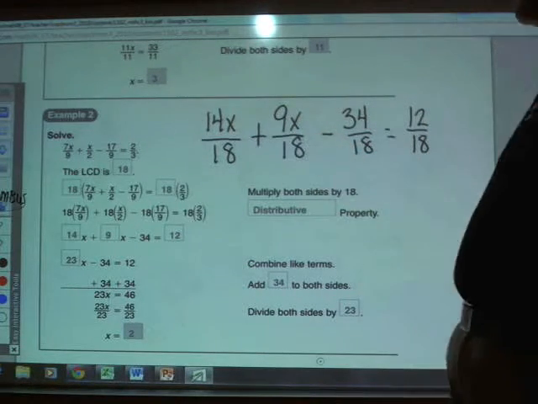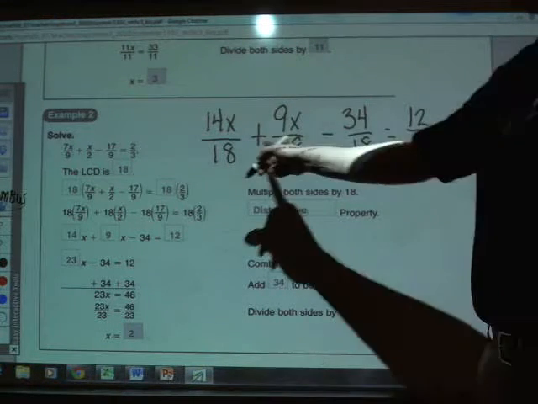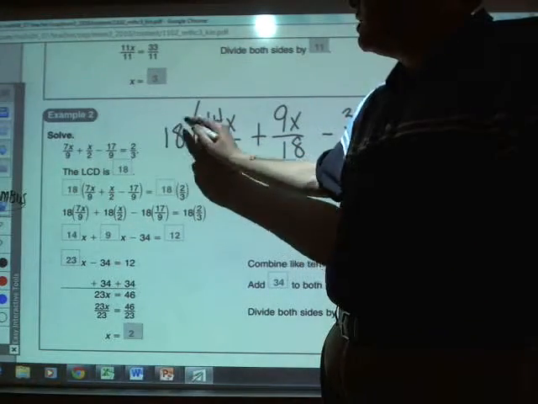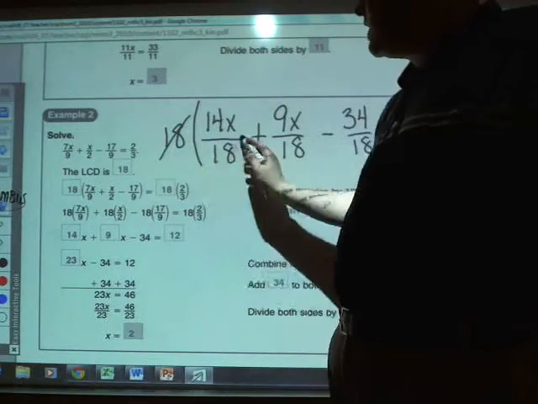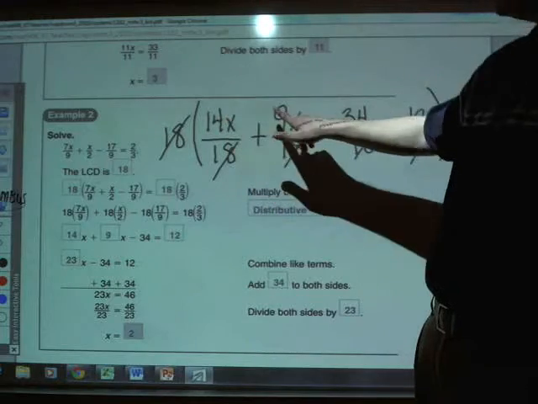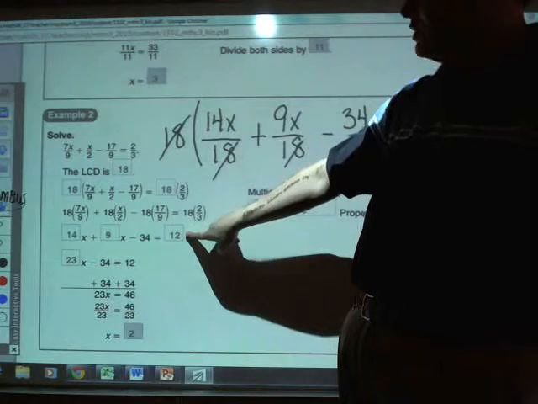Now, you might be saying, well, wait a minute, that looks a little bit different than what they're doing. You're right, it does look a little bit different, but in a minute I'm going to make it look exactly the same. What you do once you have a common denominator is you go ahead and multiply the entire equation by whatever that denominator is. So since all the bottoms here are 18, I'm going to multiply the whole thing by 18. What that does is it cancels this 18 out with all of those denominators. And it leaves me 14x plus 9x minus 34 equals 12, which is what you see right here on this line of work.